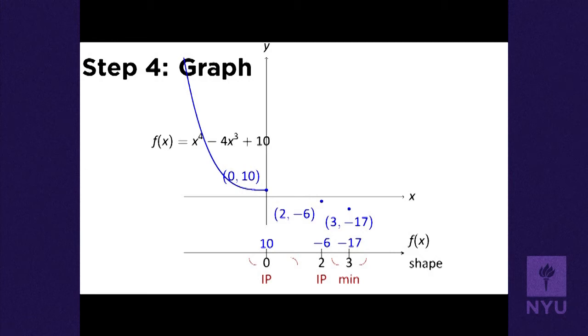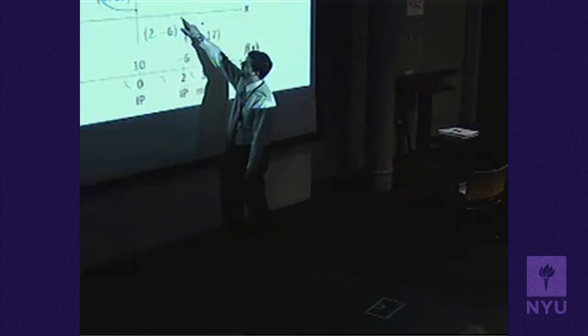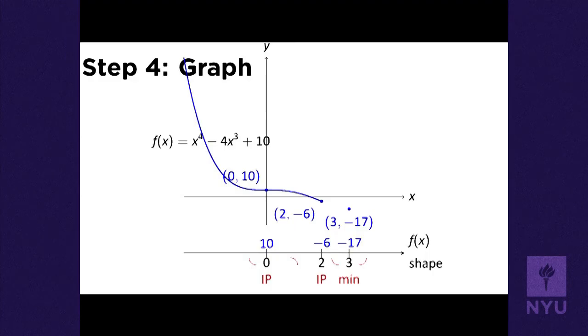Okay. On the interval negative infinity to 0, I know that the function comes down from negative infinity, decreases concave up, and hits the point (0, 10). So it's going to look like this. Then it switches its concavity to pass through the point (2, -6). So (0, 10) is an inflection point. (2, -6) is another inflection point. And it's decreasing the whole time. It's decreasing, decreasing, all the way up to (3, -17). After that point, it increases again. So you get a curve which looks like this.